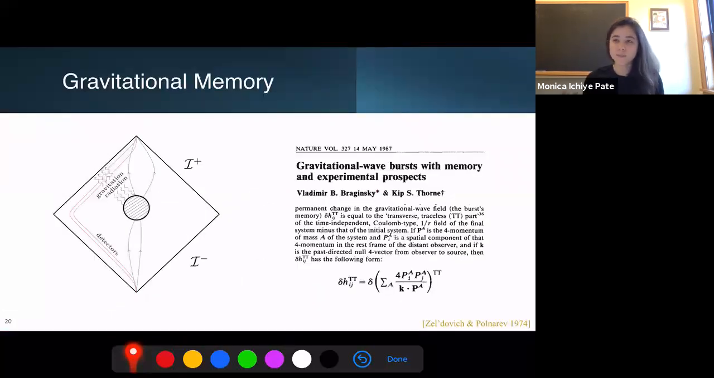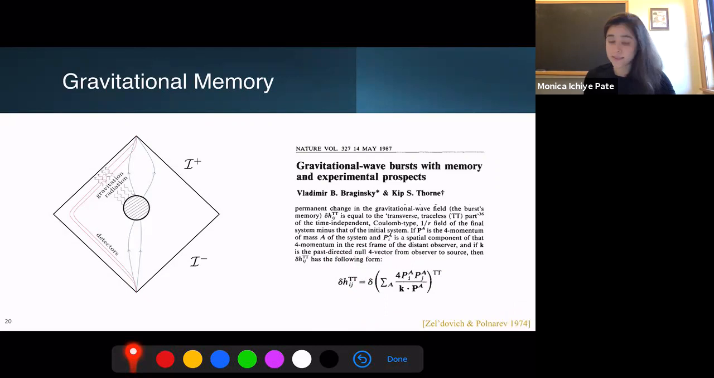Now, remarkably, it's been known since the 70s precisely how to measure such a net shift in the gravitational field. It just hadn't been identified as part of the scattering data that's constrained by supertranslations. On the right here, I've included a clip from a paper by Braginsky and Thorne in 1987, in which they present a formula that relates the net change in the asymptotic metric to what in hindsight we can recognize as the soft graviton factor from Weinberg's soft theorem.